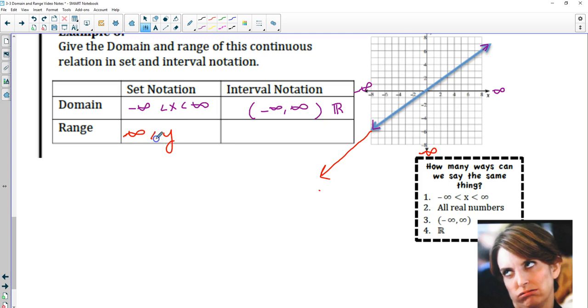Remember, this time we use y's with less thans. It never actually hits -infinity, so I do not put an equal to. And then the same thing's true if I go up. It goes to +infinity and does not ever hit it. In interval notation, -infinity to +infinity. You could also write all real numbers.